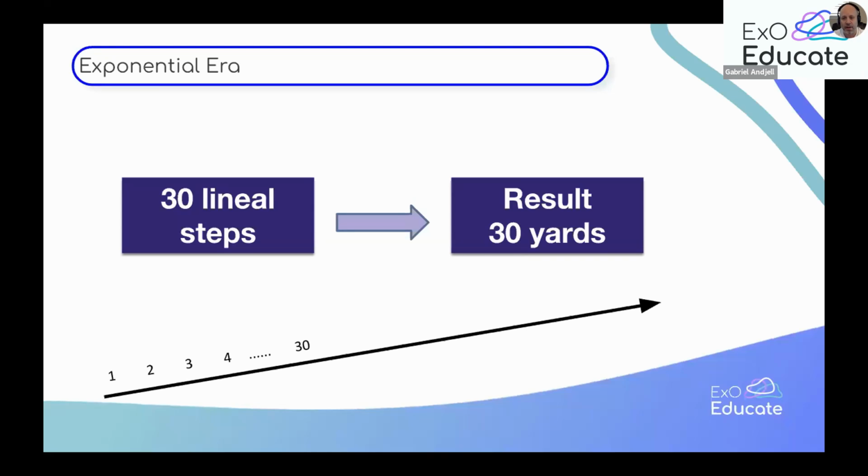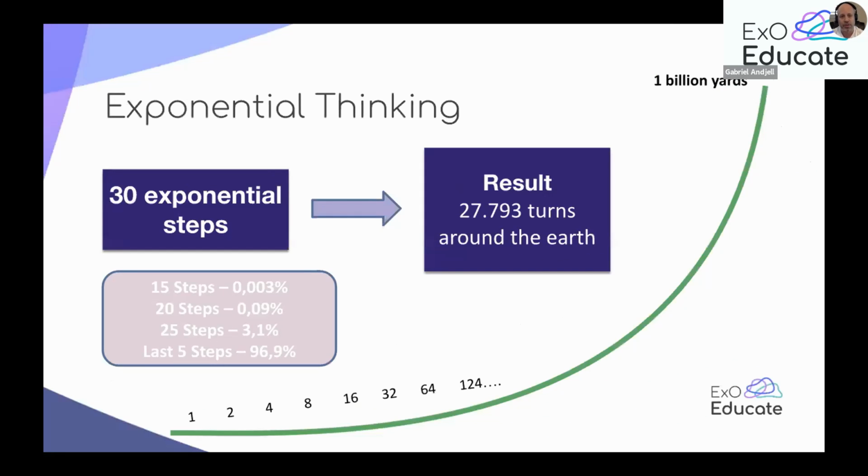But on the other hand, if I try to think and implement something more exponential, let's see how the results go. If you start moving into a more exponential way of thinking, and this really involves a huge change of mindset, which I want to talk about more afterwards, doing the same 30 steps, in this case 30 exponential steps, the results are going to be very, very different. The result is going to be 1 billion yards. It allows me to do almost 28,000 turns around the earth with the same 30 steps. That's the impact we generate when we think about something exponential.